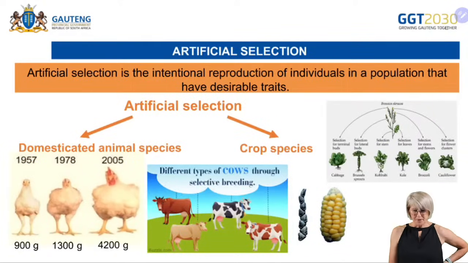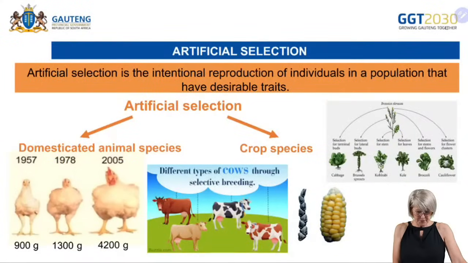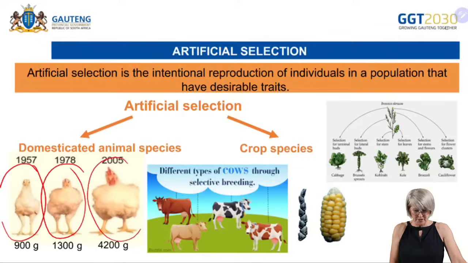Then we're going to have a look at artificial selection. Please, this shouldn't be confused with GMOs or any kind of genetic modification or biotechnology. Artificial selection is the intentional reproduction of individuals in a population that have a specific characteristic, usually to fulfill human needs. Here we can have a look at the different chickens. You can see how their weight has increased over time, and obviously we're going to reproduce with organisms that are bigger, because that means more food and more money.